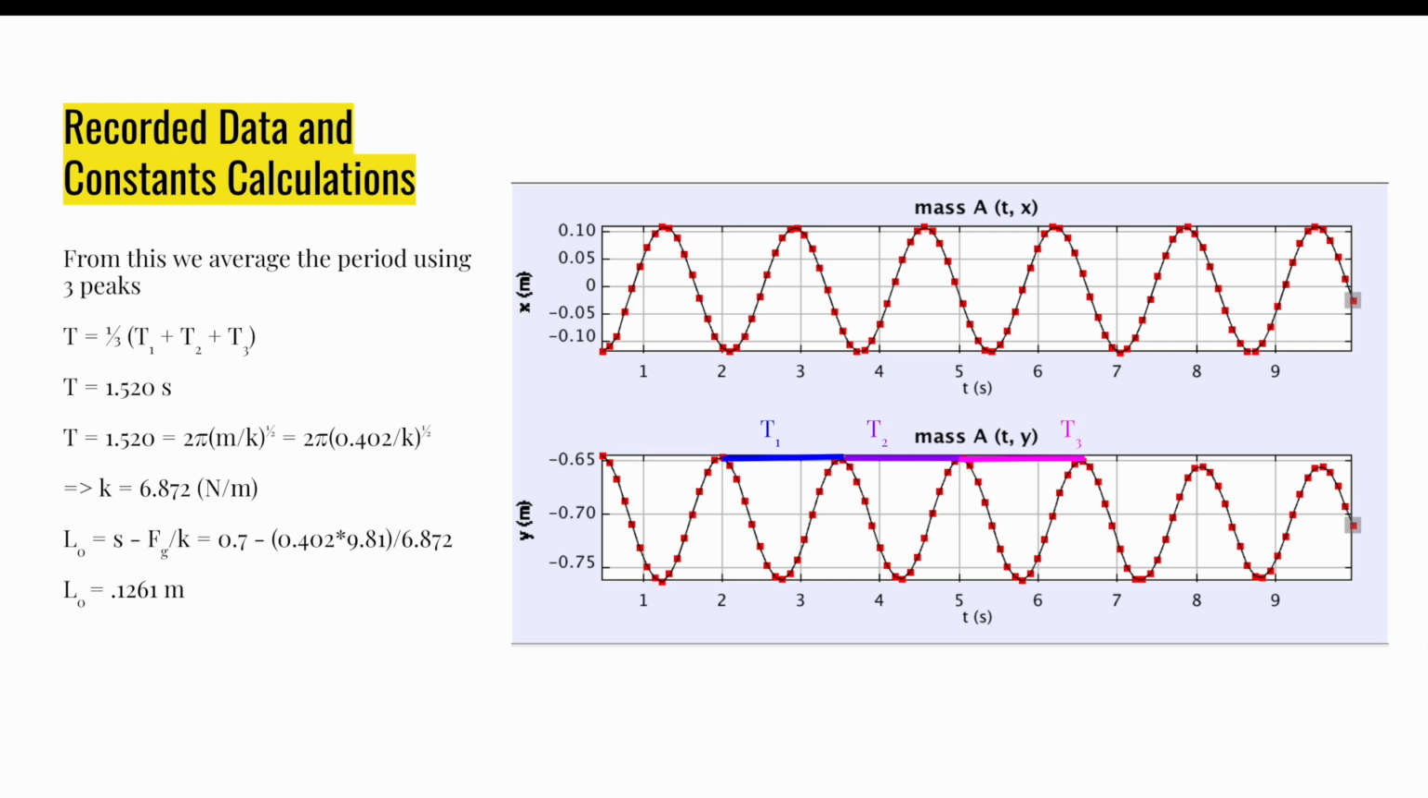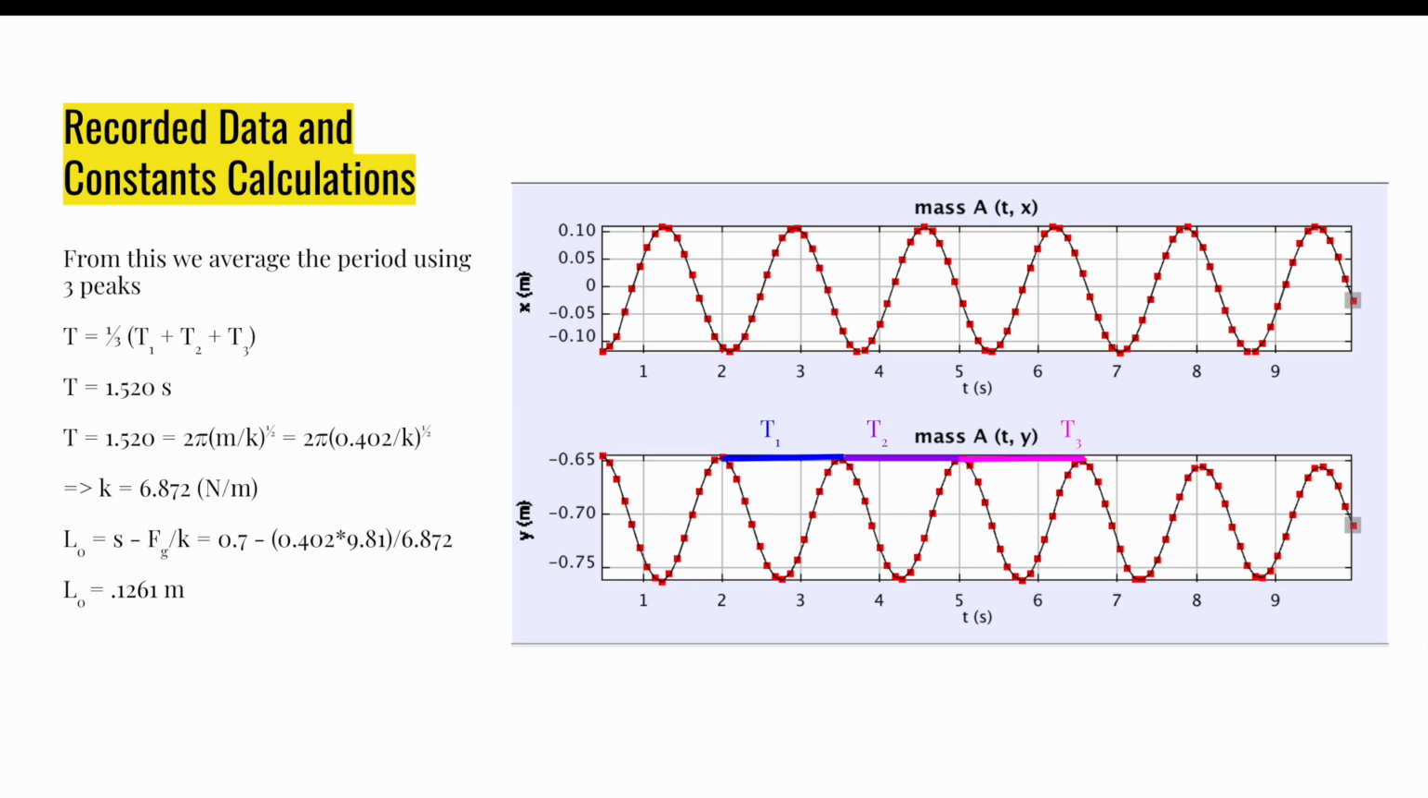Recorded data and our constant calculations. So from the graph given to us by the Tracker data, we found the period of our oscillation by using the y side of it and finding the distance between 3 of the points and averaging those together, where we found that our average period was 1.52 seconds.